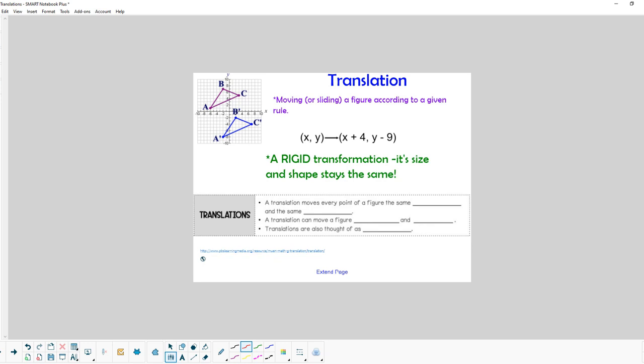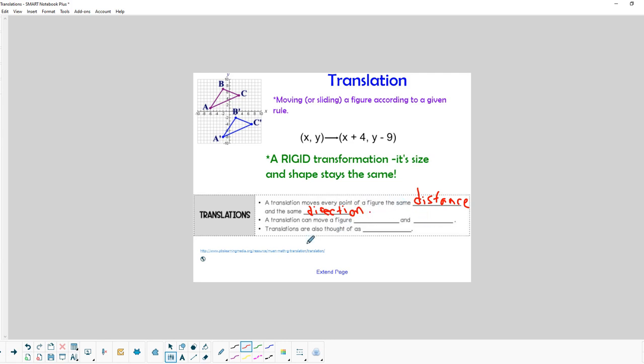A translation moves every point of a figure the same distance and the same direction. Otherwise, the figure would become misshapen. It would not look like the original figure, right?